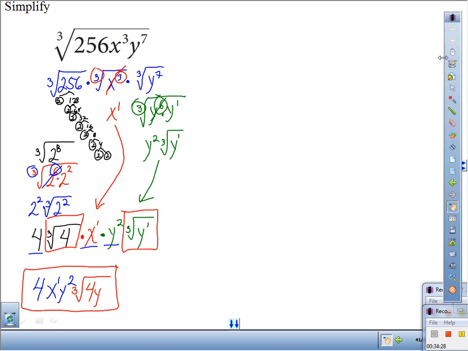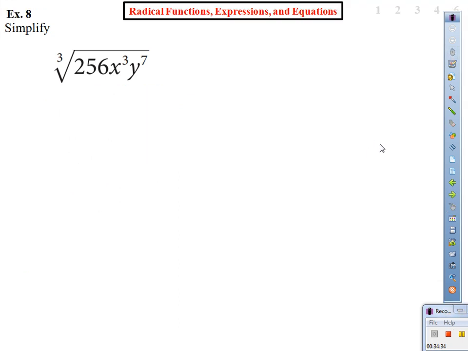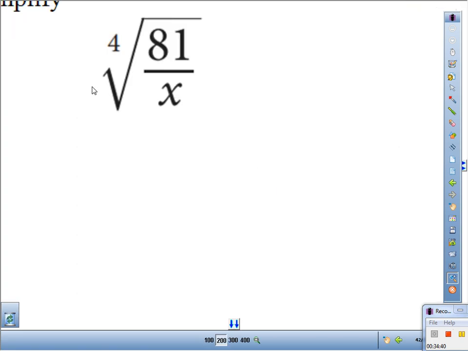Before I give you one for you to practice, I want to go to the division part. This was what? Multiplication. Let's go to division. Copy this one. Example 8 cubed.